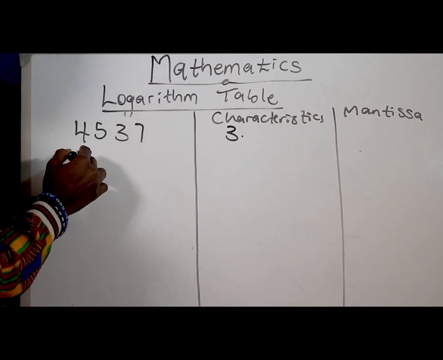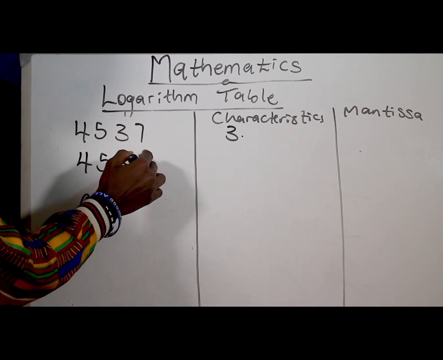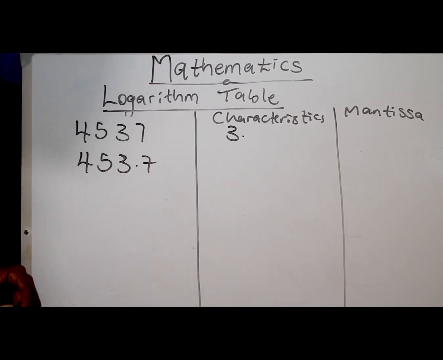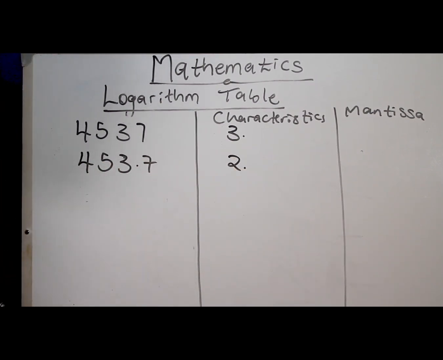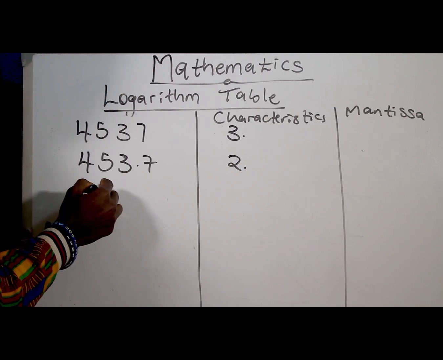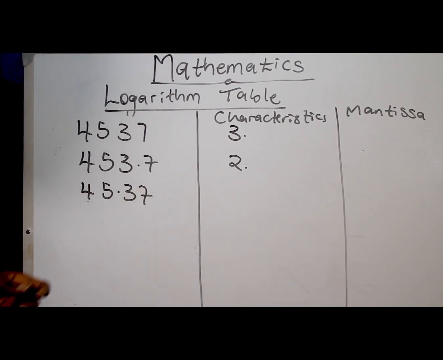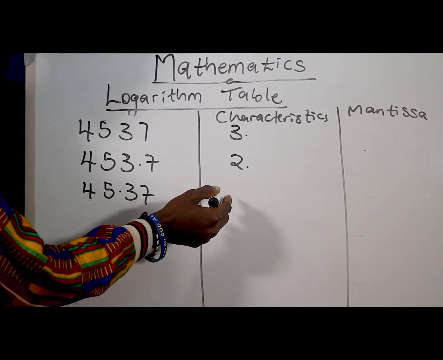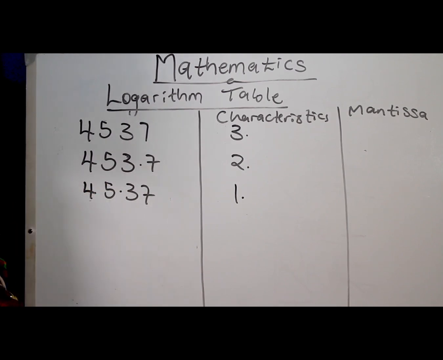What about if the number is 453.7? Here you have 3 digits before the decimal point, so your characteristics will be 2. Of course, if you have 45.37, now you have 2 digits before the decimal point, which means your characteristics will be 1. So this is how you determine the characteristics of your numbers.